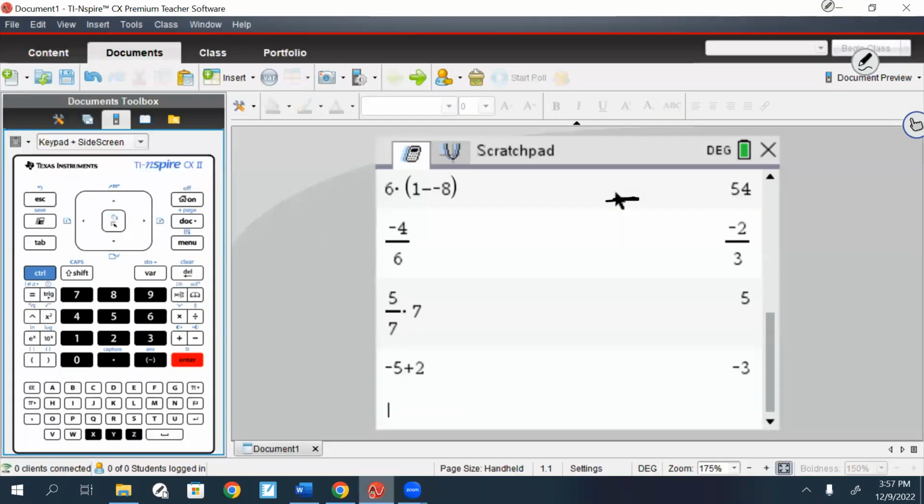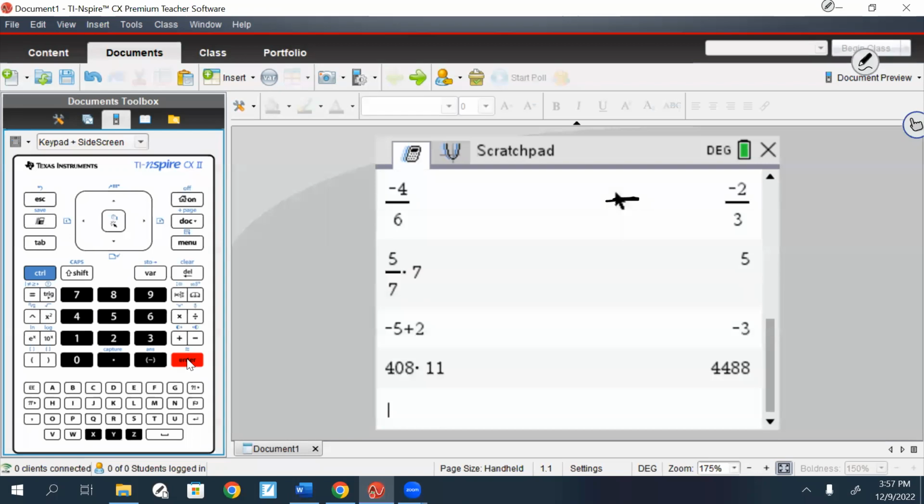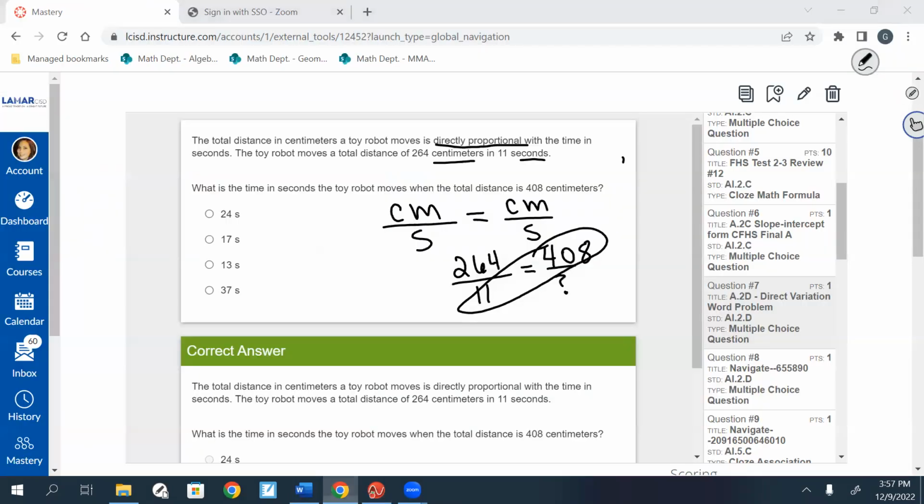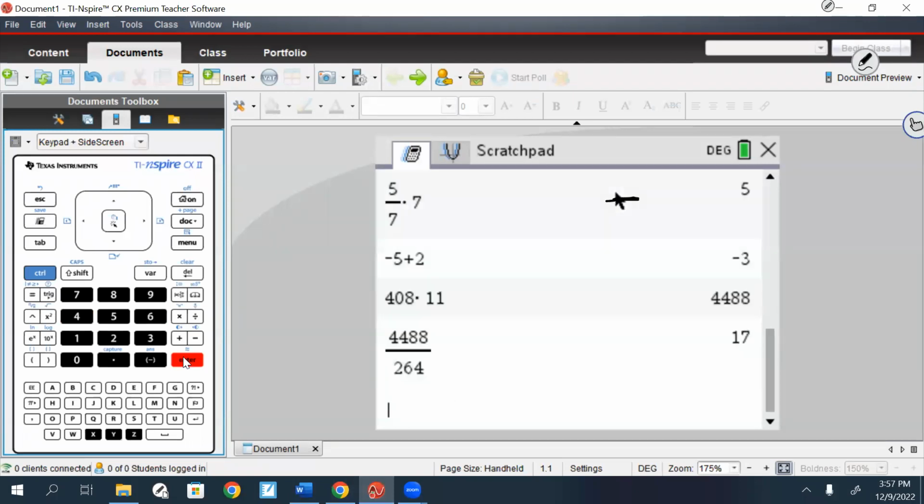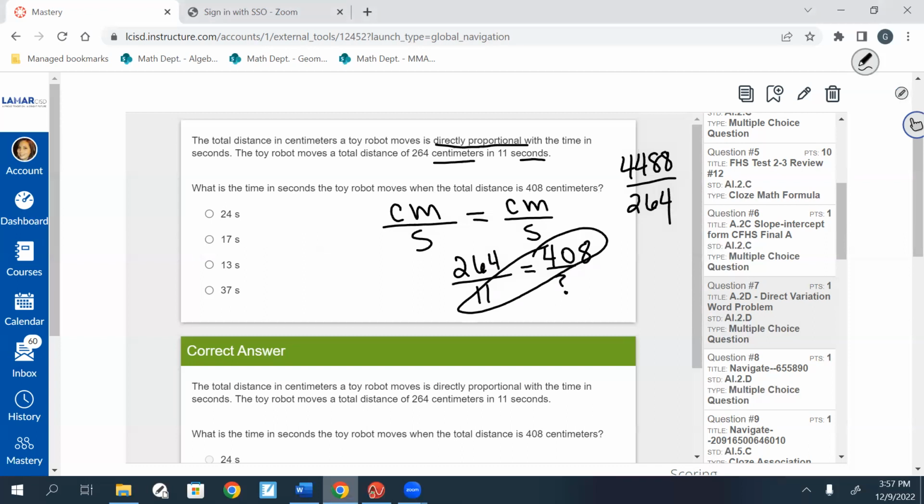So 408 times 11 gives us 4488. So we're going to do 4488, and we're going to divide that by 264, and that is going to give you the amount. So I'm just going to divide by 264 and press enter. And so it will be 17 seconds. There we go.